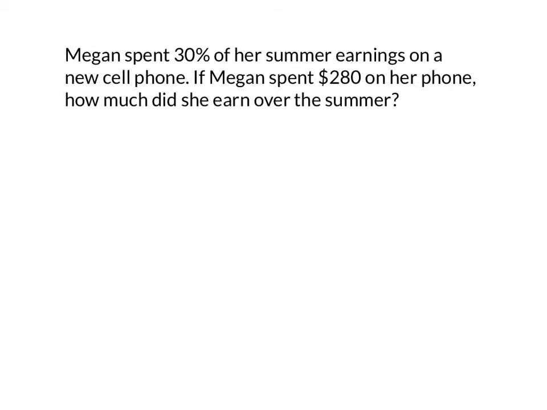More example. Megan spent 30% of her summer's earnings on a new cell phone. If Megan spent $280 on her phone, how much did she earn over the summer? Now we want to be careful here. It's easy to see or not see which one 280 is. It's either the part or the whole. Well, remember her summer earnings is going to be the whole because it says how much did she earn over the summer. So summer earnings is whole, the 280 is the part, and of course 30 is the percent.